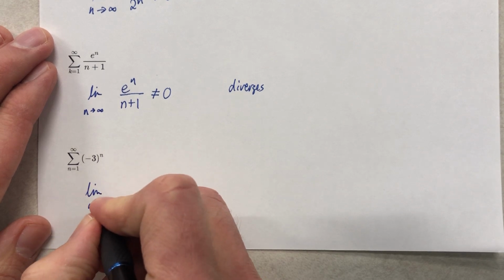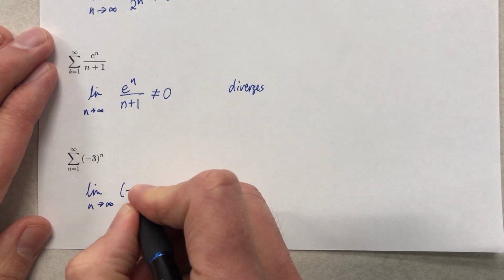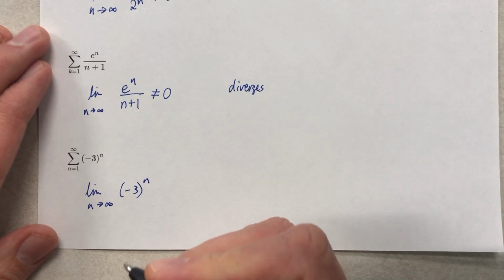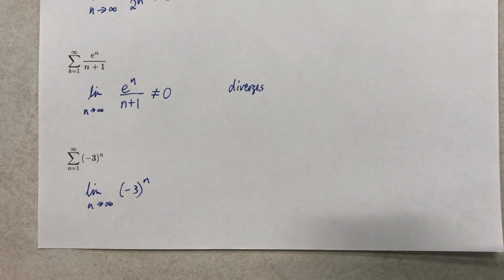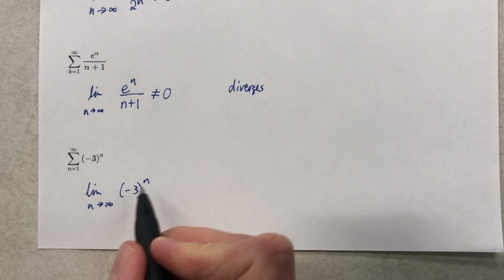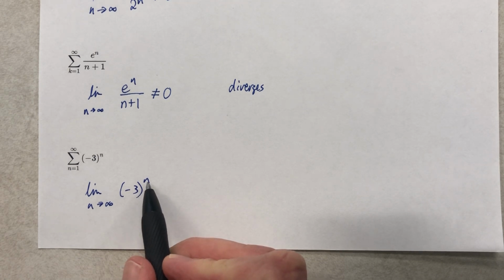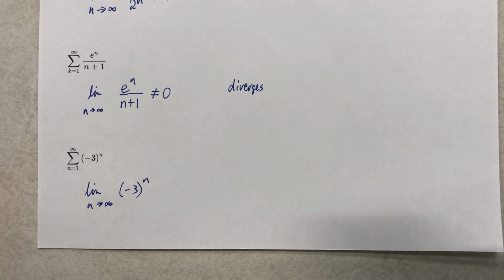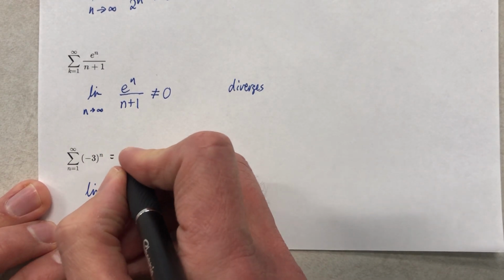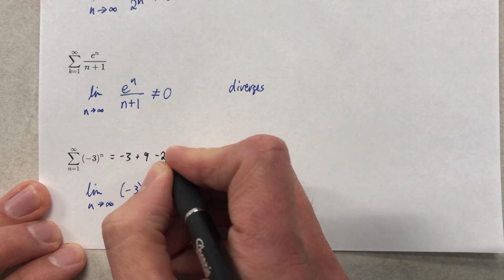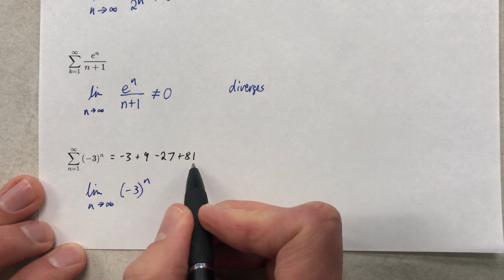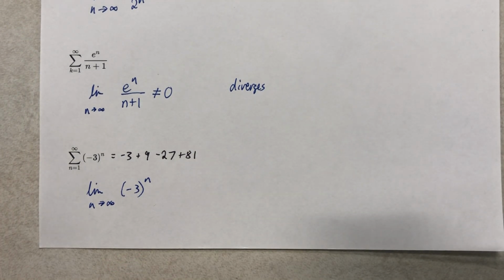The limit as n approaches infinity of negative 3 to the n. As I plug in larger and larger values for the exponent, we're going to have, for example, negative 3 to the 1, negative 3. Negative 3 squared, positive 9. Negative 3 to the third, that's negative 27. So if you wanted to list the terms, you would have negative 3 plus 9 minus 27 plus 81. Notice they're getting further and further from 0.